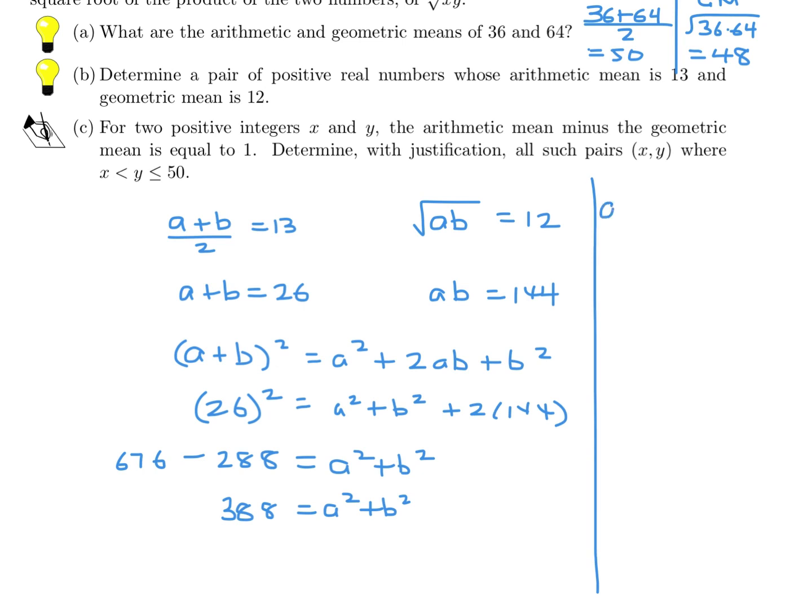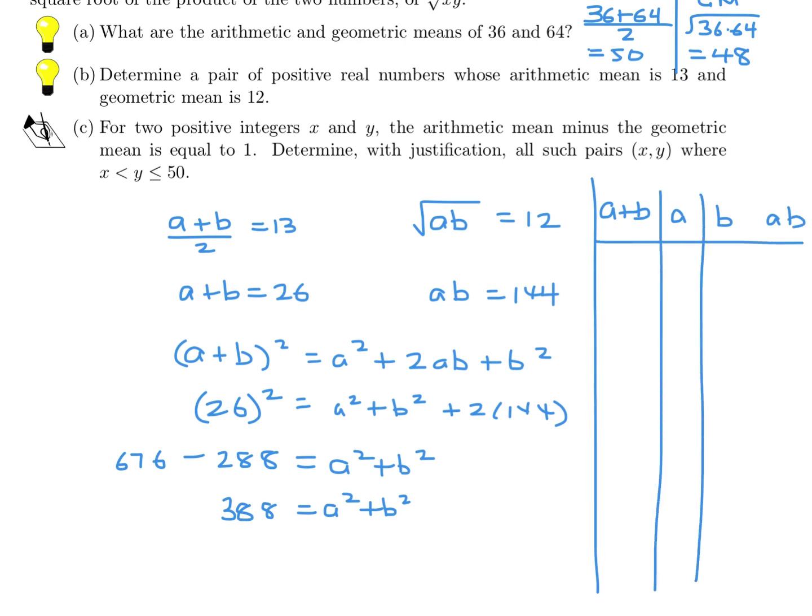Well, let's make a list here. We got a plus b. We have a, b, and ab. Okay. Shouldn't be that hard, I think. Well, let's just start with the ab. That might be a little bit easier. So, how about 12 and 12? That would give me 24 here. So that's no good because it's got to be 26. Okay, two numbers that multiply together to get 144. How about 18 and 8?